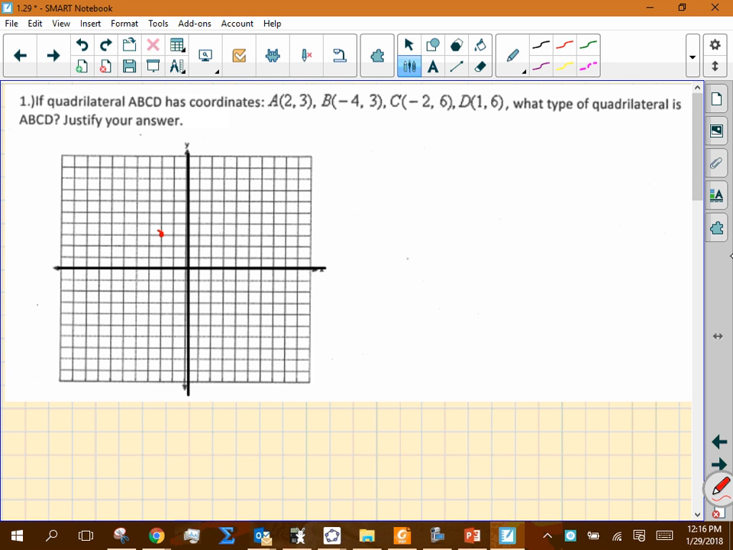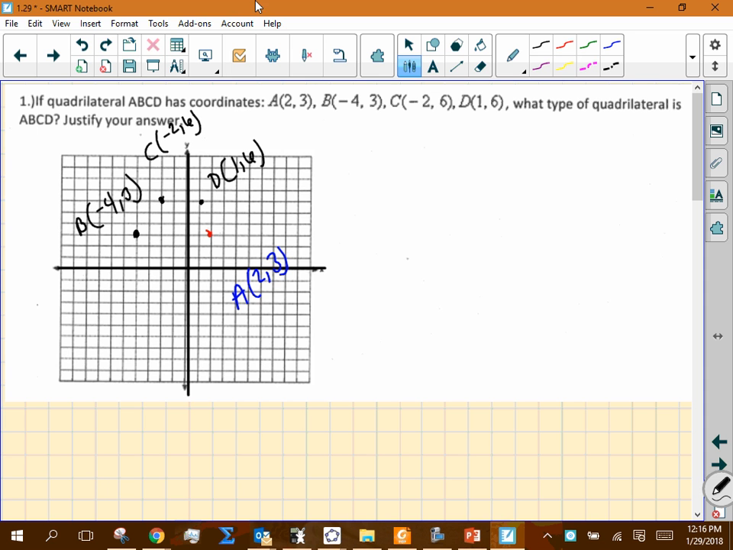I don't know if you will be able to see these ordered pairs very easily. A is at (2, 3). B is at (-4, 3), so 1, 2, 3, 4, and 3. C is at (-2, 6), so there's 3, 4, 5, 6. And D is at (1, 6).